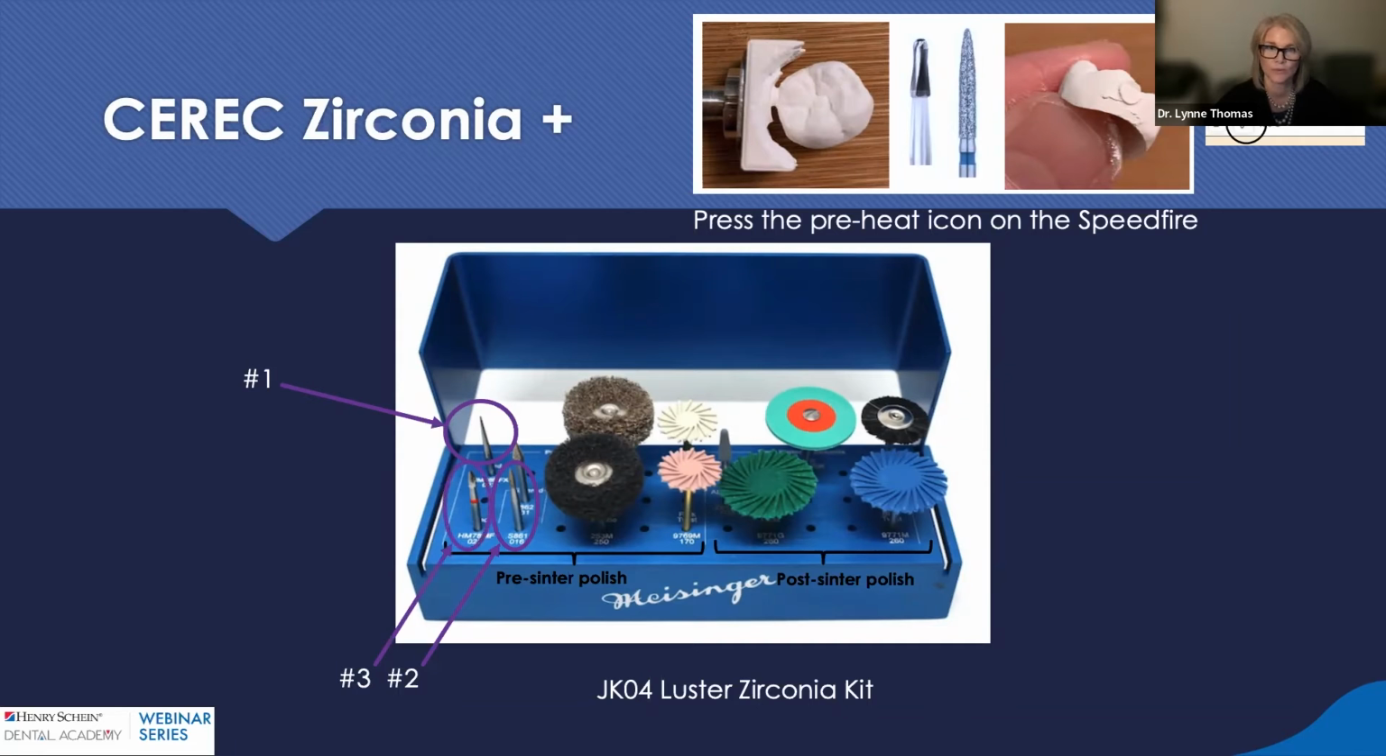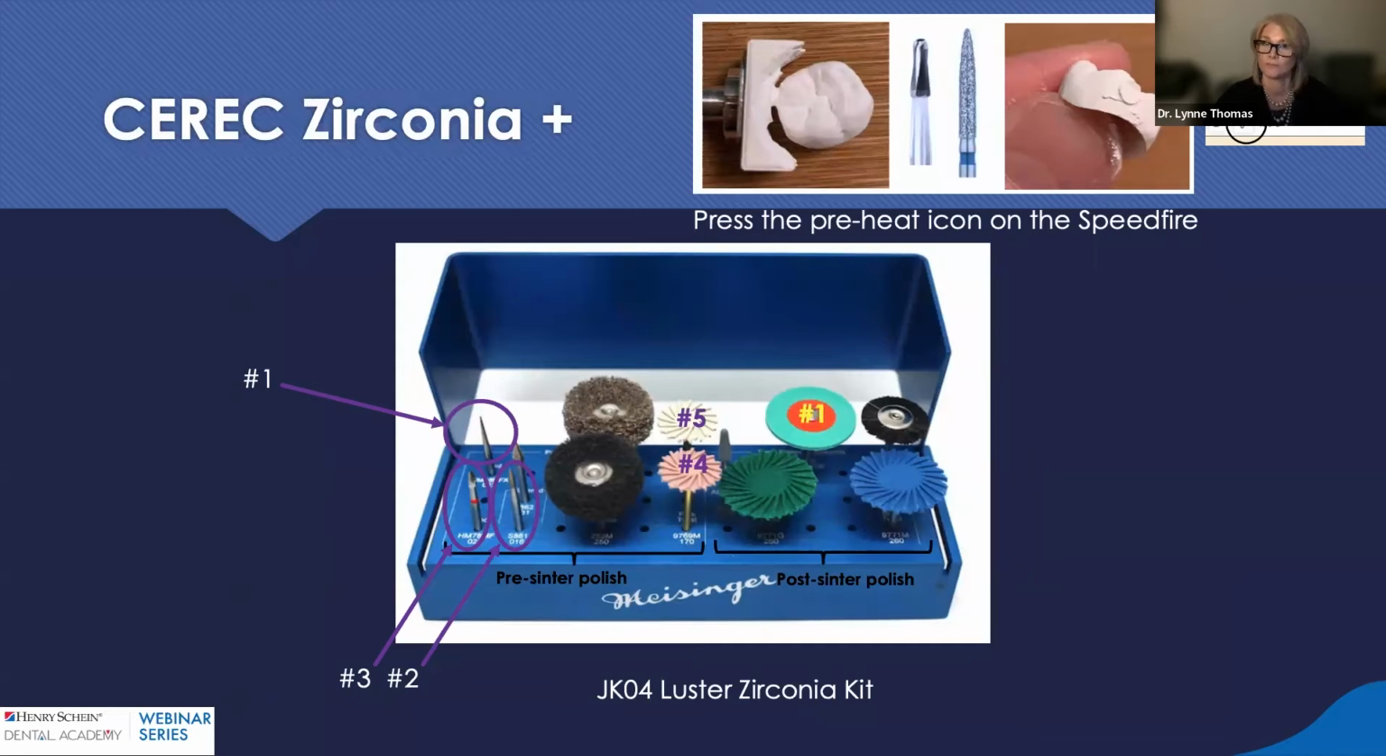I can smooth it out even more with a red stripe if I feel that I need to. And then I go over to these two little pink and beige twists. This pink twist I will use on the periphery and on the occlusal surface of the crown, staying away from the margins, because yes, the margins are super delicate. It's in a pre-sintered state. So I'm doing as much of this polish as I possibly can before I put it into the speed fire. And then I go through with the beige twist, and it really makes your post-sintering polish so much easier. This is definitely something I have been super happy with.